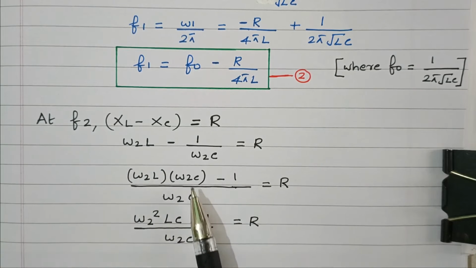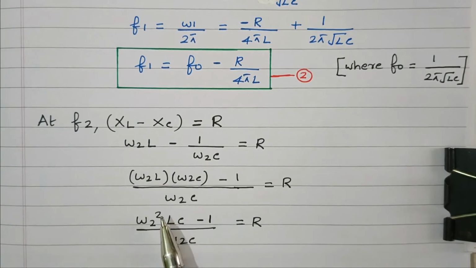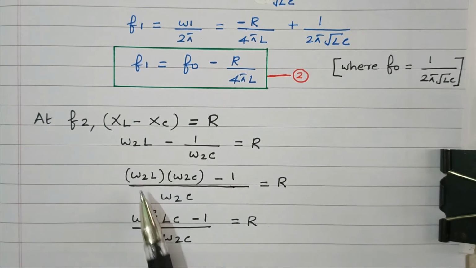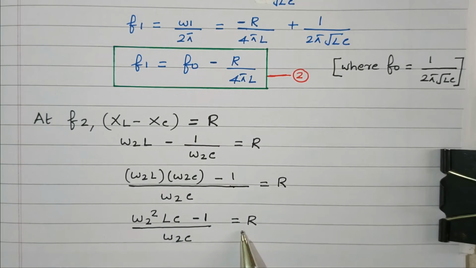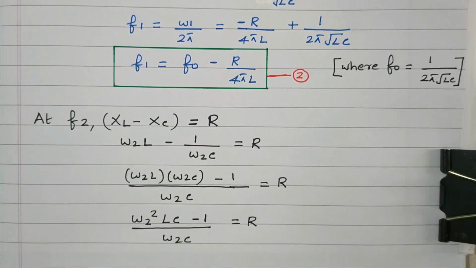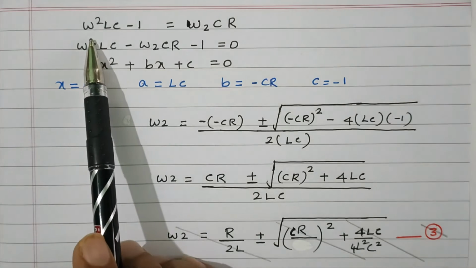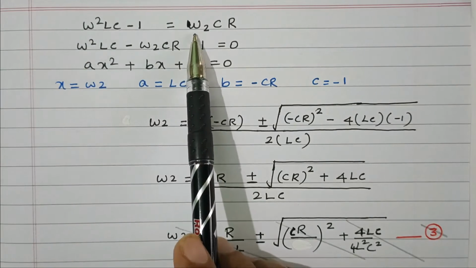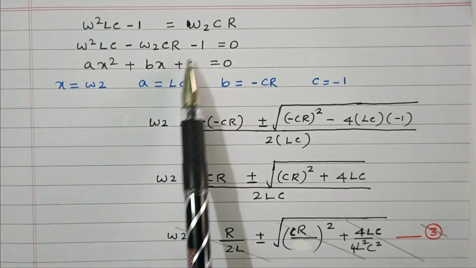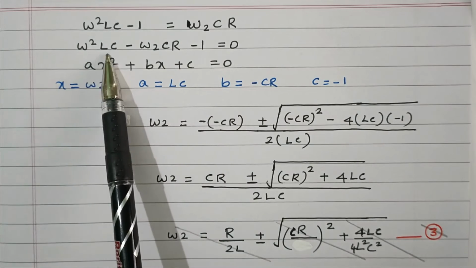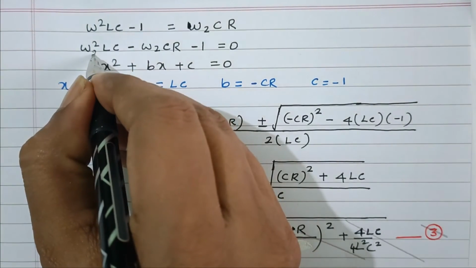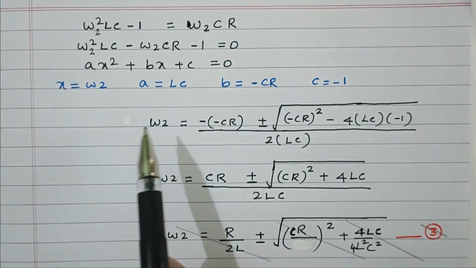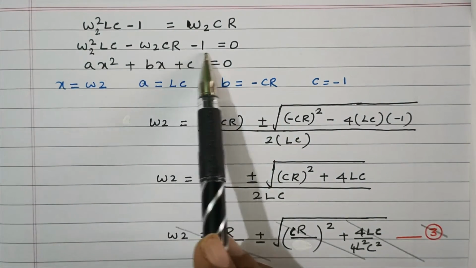Take the LCM so that this term is multiplied. So what will happen? You multiply: omega 2 square LC minus 1 divided by omega 2 C equals R. Now we'll cross multiply this, then go for further simplification. Cross multiplying, omega 2 square LC minus 1 equals omega 2 CR. Bring this term to this side, so it becomes omega 2 square LC minus omega 2 CR minus 1 equals 0.